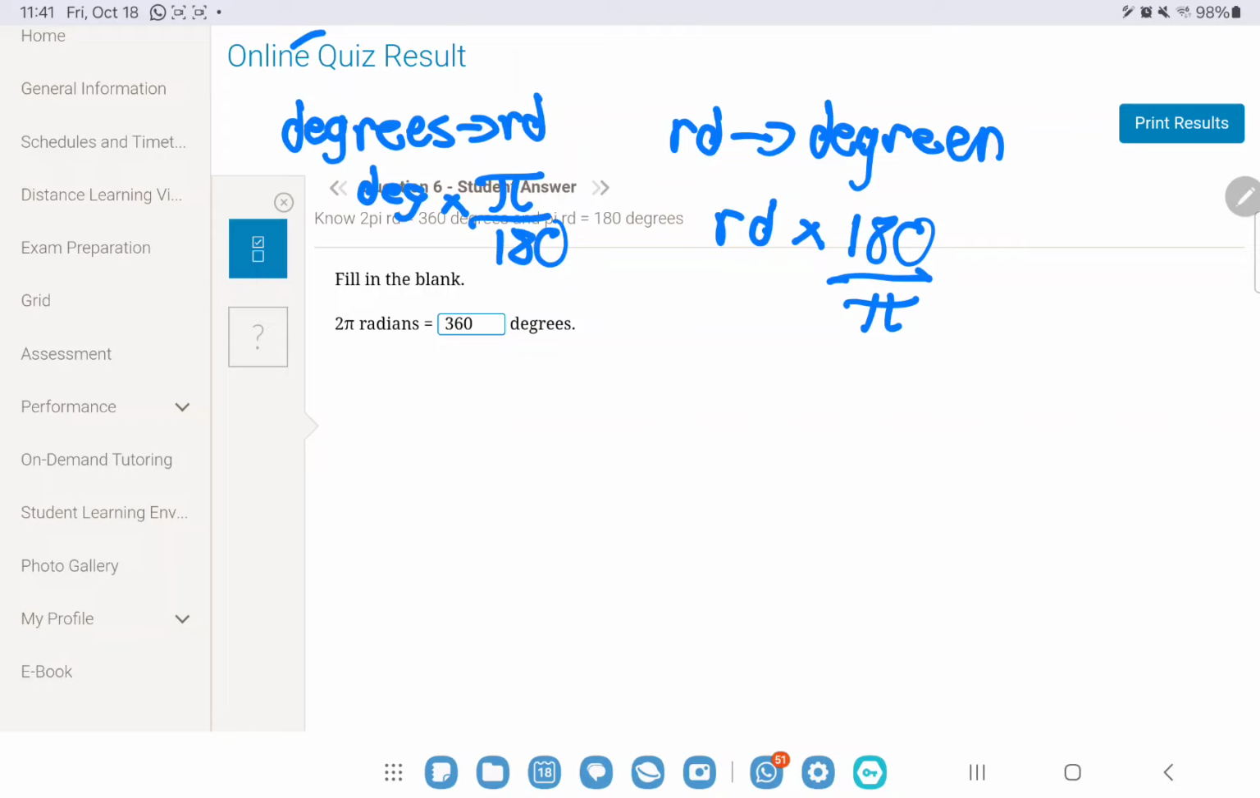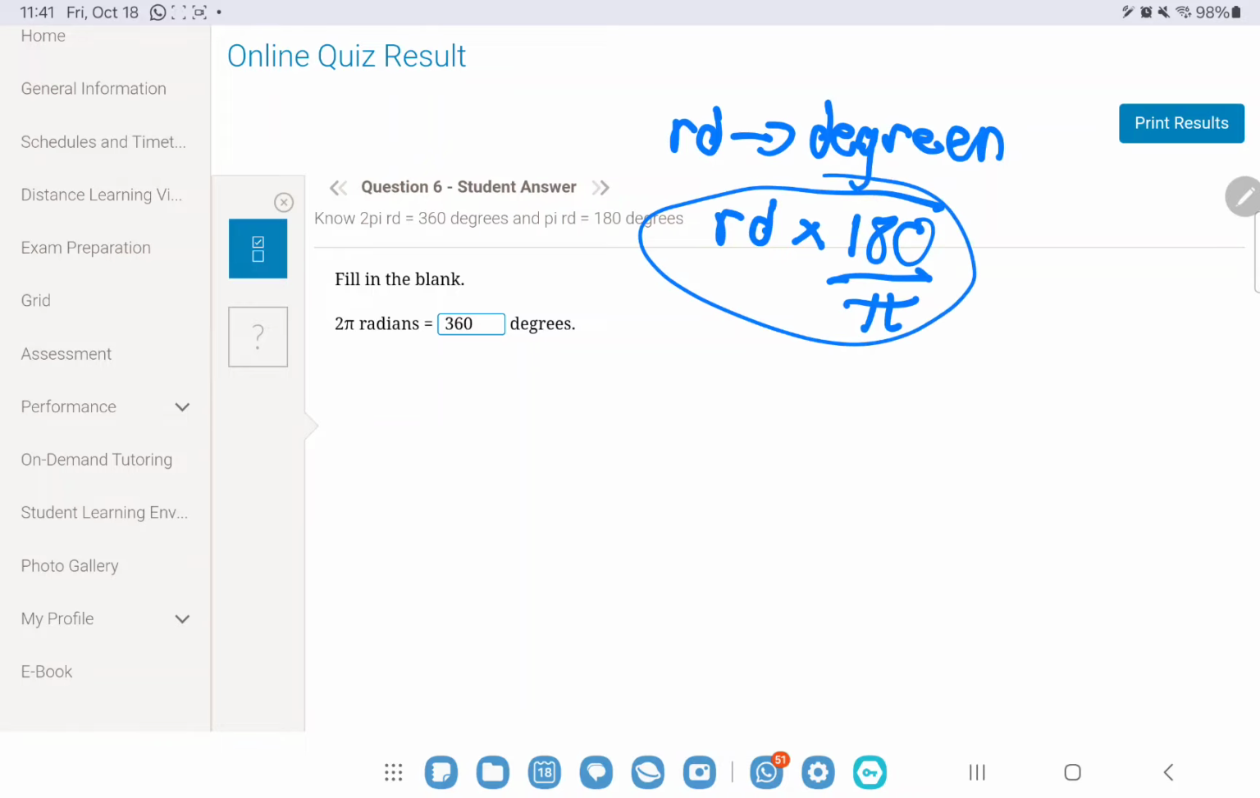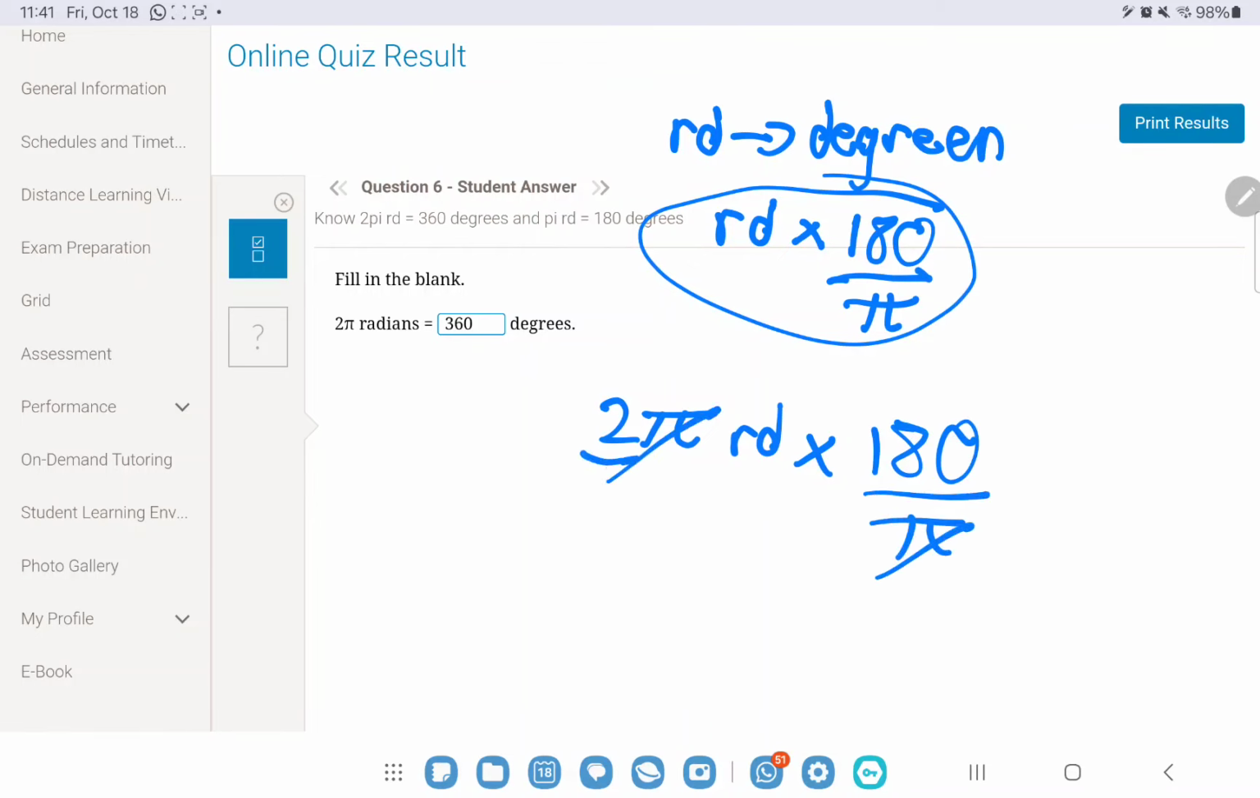But we're going to forget this rule for now because we're going to come on to a question later on that's using this one. Let's focus on this rule. It's 2 pi radians. You just multiply it by 180 over pi. Pi will cancel with pi and you'll be left with 2 times 180. So 2 times 180 is 360, and this is how you get your answer.